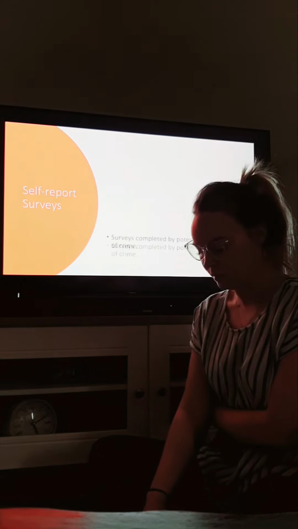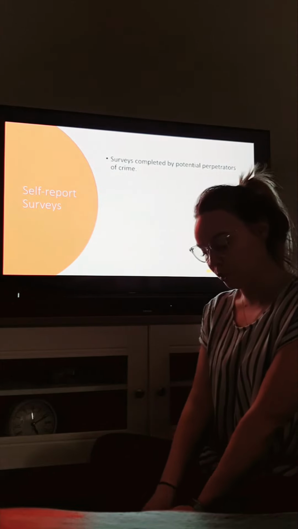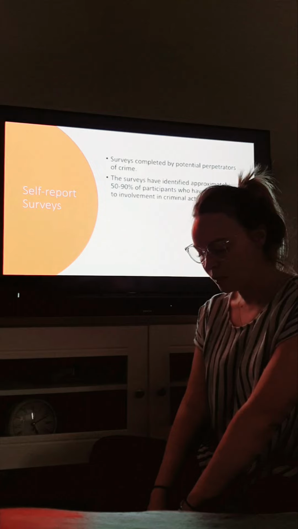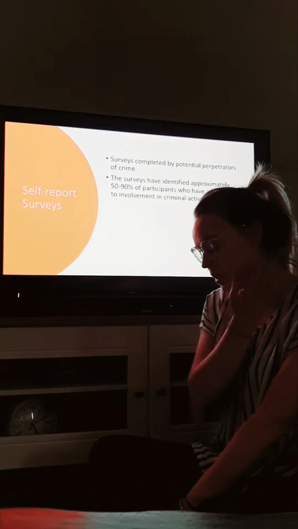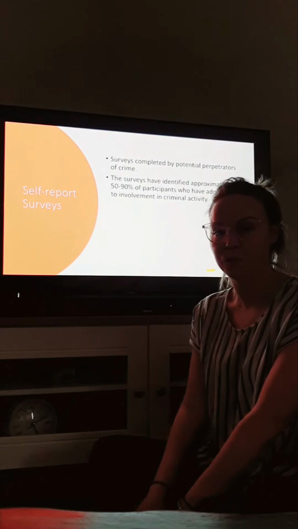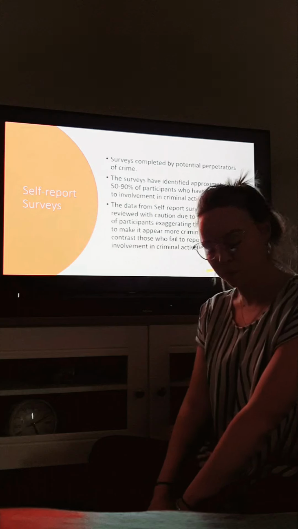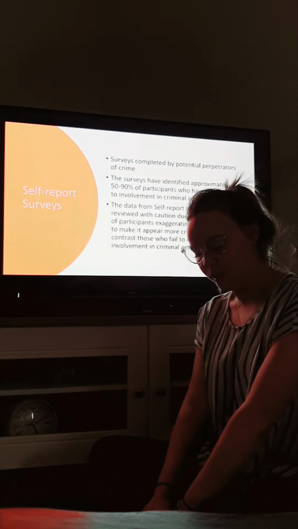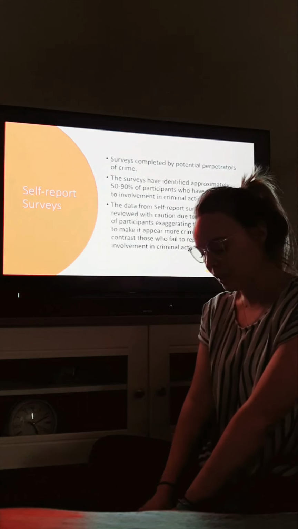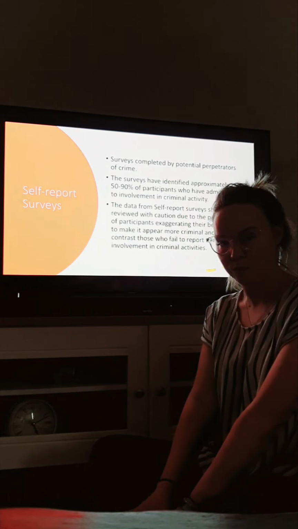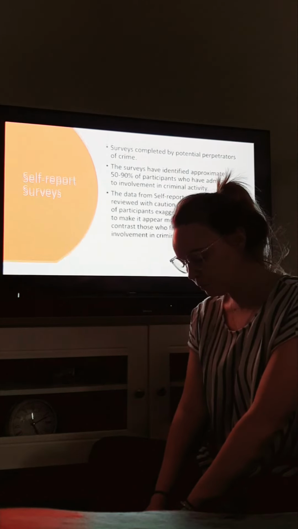Self-report surveys. These are usually surveys completed by potential perpetrators of crime. The surveys have previously identified approximately 50 to 90% of participants who have admitted to involvement in criminal activity. The data from self-report surveys should be reviewed with caution. This could be due to participants exaggerating their involvement in criminal activity, or in contrast, those who fail to admit to their involvement in criminal activity.